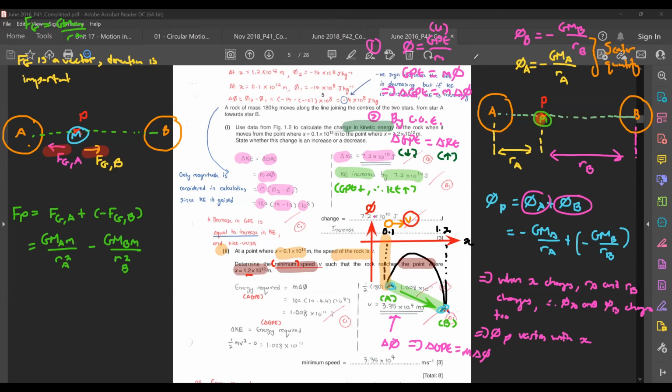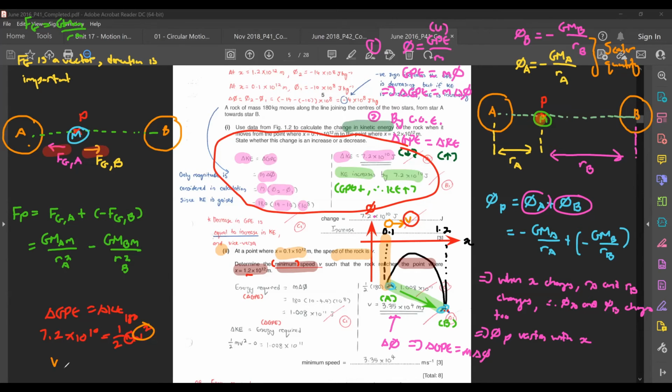Now, you may be tempted to do something like this. Because in the previous question you already said change in GPE is equal to change in KE, so I already found the change in GPE before this. It was 7.2 times 10 power 10. So my change in KE now would probably be half mv squared. And then we sub in the value of the mass, which is 180, to find the value of v. Now, if you do something like this, it is not correct.